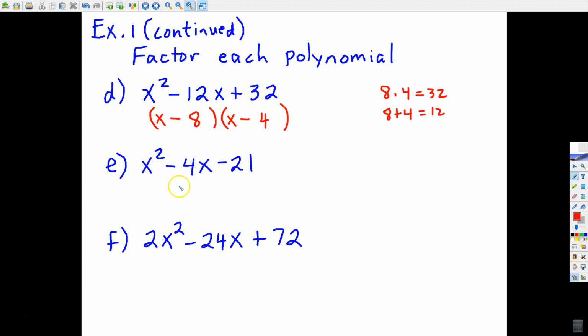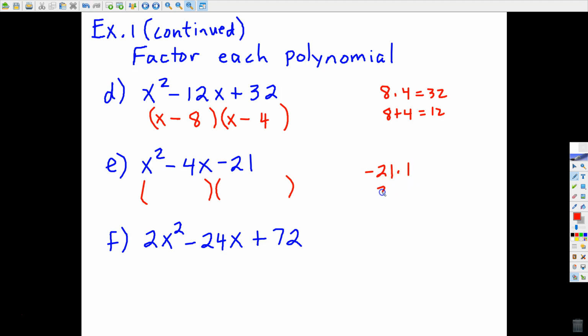Okay, let's take a look at letter E. Well, first of all, I'm looking for a GCF. Don't see one. So I'm going to try to factor this as two linear binomials multiplied together. So this time I'm looking for the factors of -21, and those same two factors when added together should add up to -4. Well, there's not a whole lot of choices for -21.